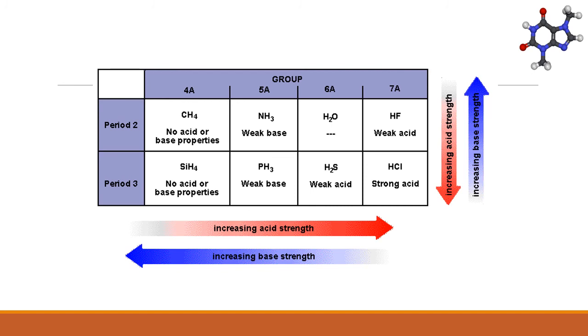The periodic table of elements can be used to help us determine whether an acidic or basic molecule is a strong or weak acid or base. In general, acidity increases from left to right and basicity increases from right to left along a period. Acidity increases down a group and basicity increases up a group.